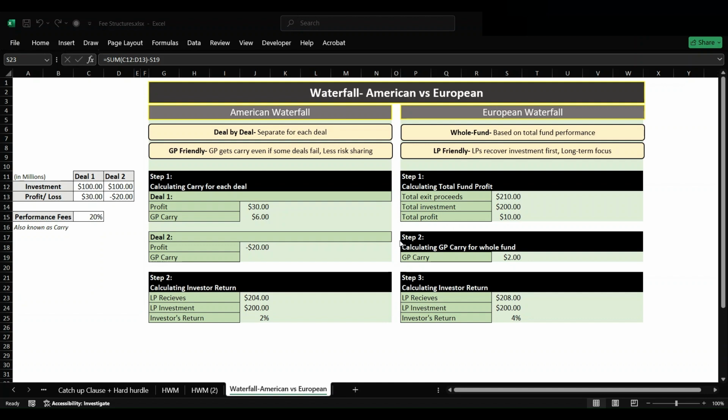From this, we can learn that in case of American waterfall, GP benefits more as they can earn carry even if the overall fund is less profitable. But in case of European waterfall, LP benefits more as GP only earns carry after the entire fund returns capital and profits. Therefore, investors should always check the waterfall structure before investing as it directly impacts their return.